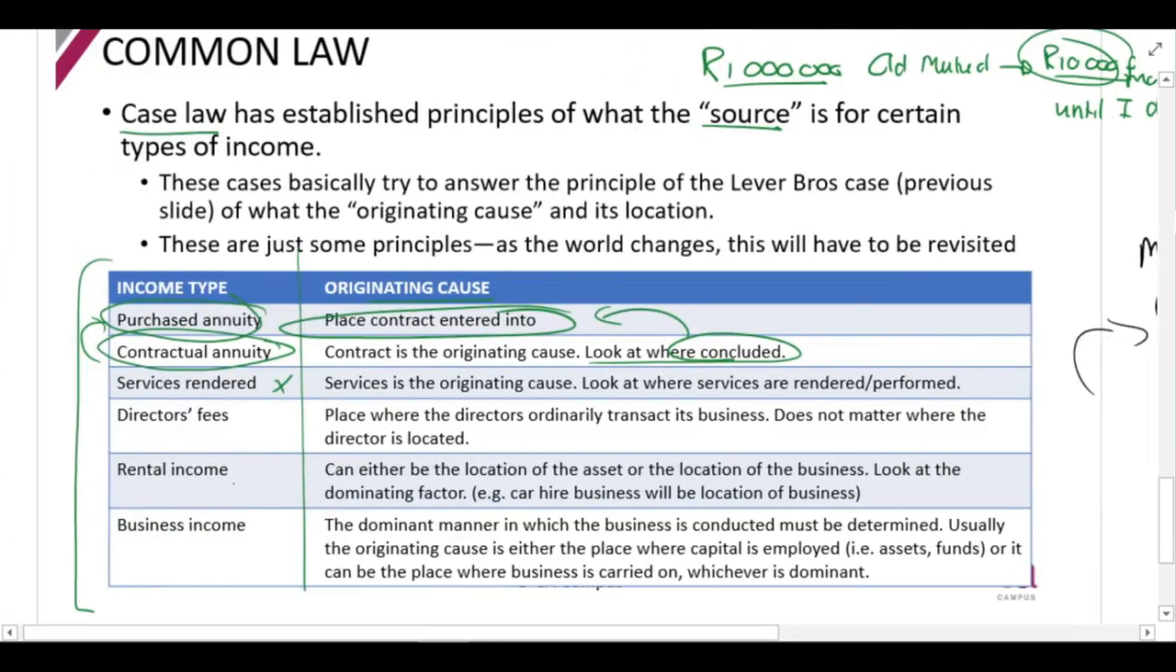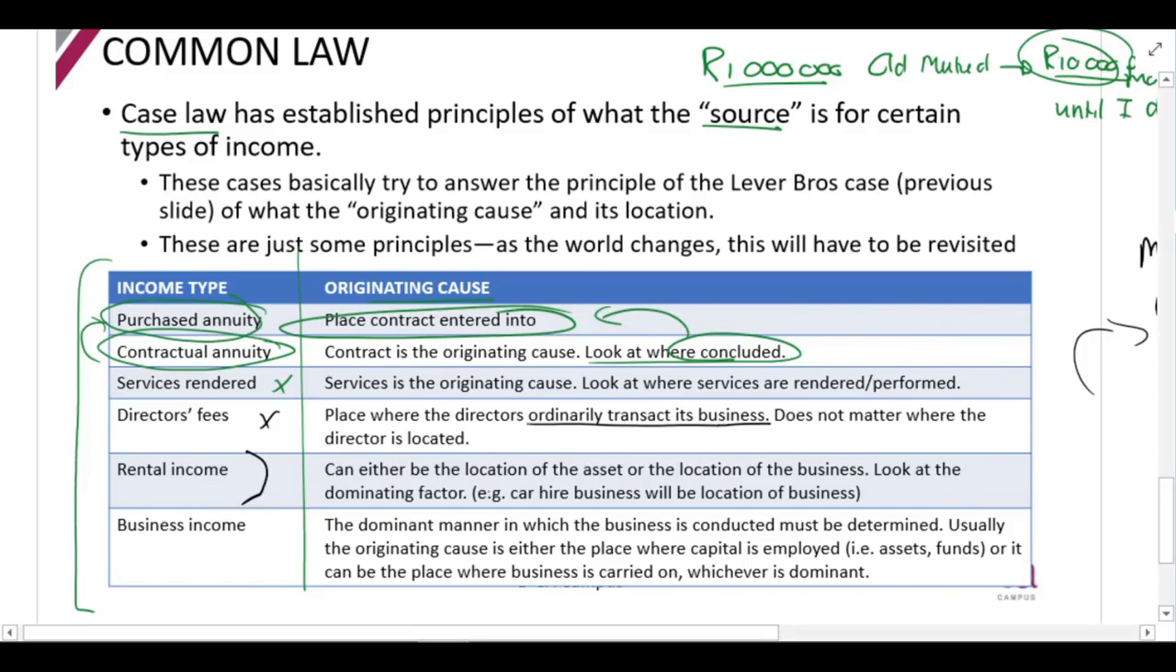Just as an example. Director's fees: the source is the place where the director ordinarily transacts his business. It does not matter where the director is located, is what they're saying here. So again, especially nowadays when lots of directors are doing things online, where is the work that they're performing? Where is that going to affect the business? Okay. Again, this can be tricky. But most of the time what they're trying to say here is where the business is located. So let's say there's a director of a company sitting in England, the business is in South Africa, it's probably going to be South Africa.